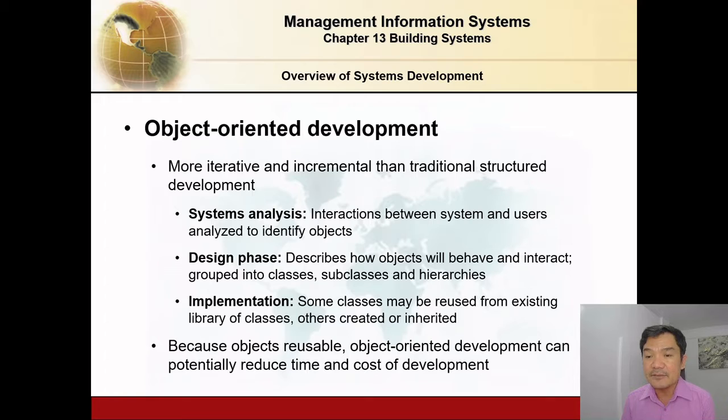Second is the design phase, which describes how objects will behave and interact, grouped into classes, subclasses, and hierarchies. The main difference from traditional software development is that they're representing different entities as objects rather than separate entities, just like in a structured approach. Last is implementation. Some classes may be reused from an existing library of classes, others created or inherited. So some parts of the system will be reused, and the orientation is different here because we treat each entity as an object.